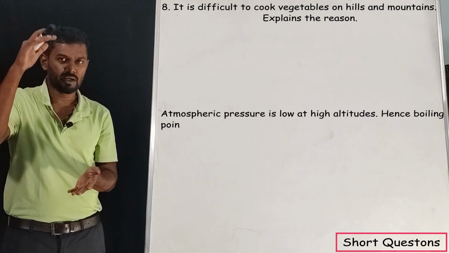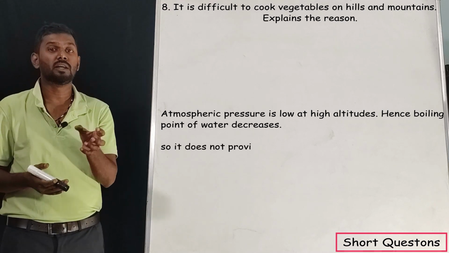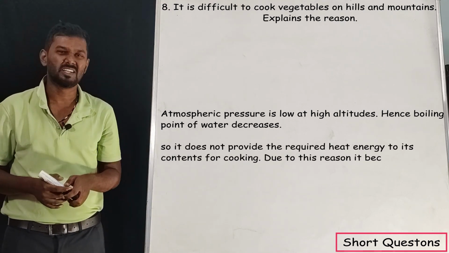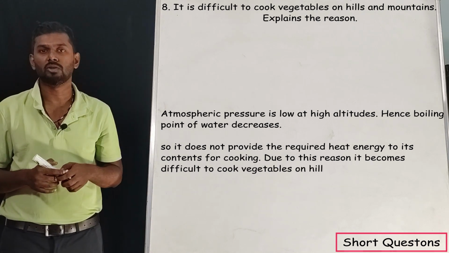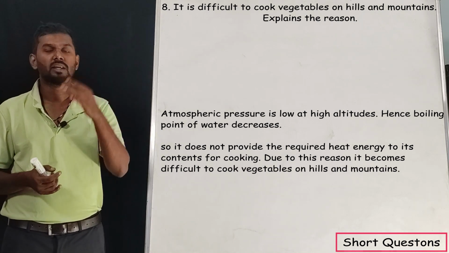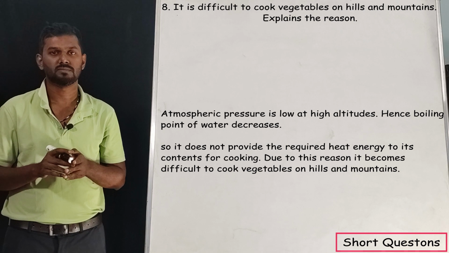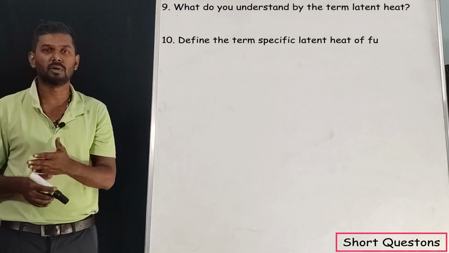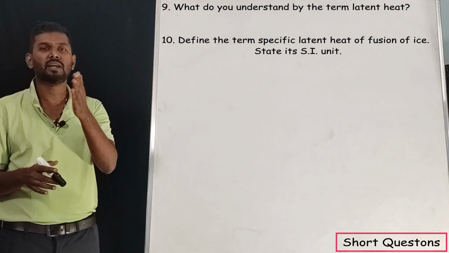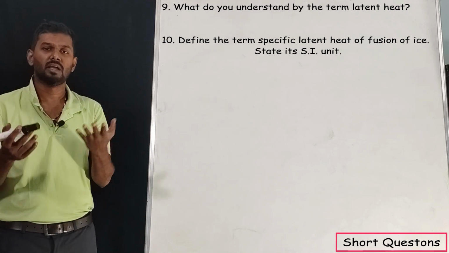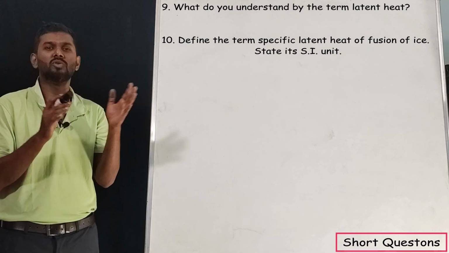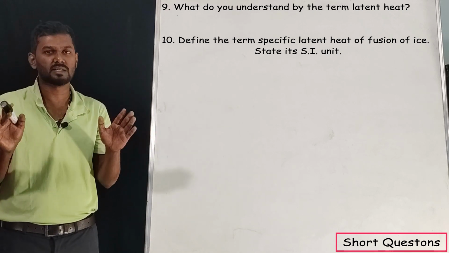So if the boiling point decreases, what happens? It does not provide the required heat energy for the vegetables. That's why it is very difficult to cook vegetables in hill and mountain regions. Questions number 9 and 10 we have already learnt in the concept video. That is nothing but the definition of latent heat and specific latent heat. We have learnt that already in the concept video. There is no change in that, that's why we are not discussing it here.